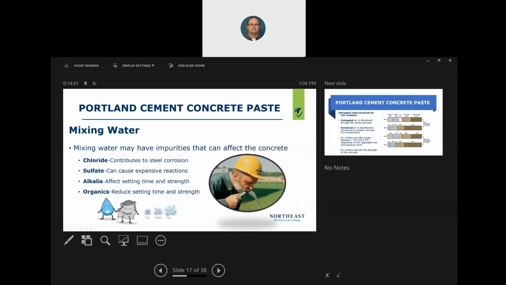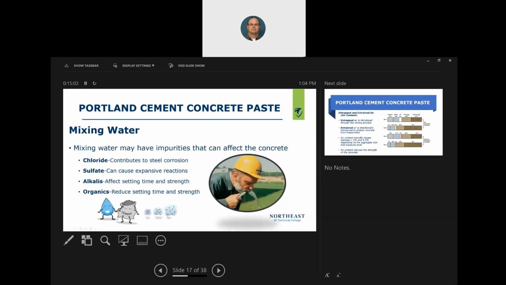All right, mixing water. Basically, mixing water may have impurities that can affect the concrete. So typically, potable water is basically acceptable. Okay. However, sometimes there's chloride. There's a lot of chlorine in our city water.